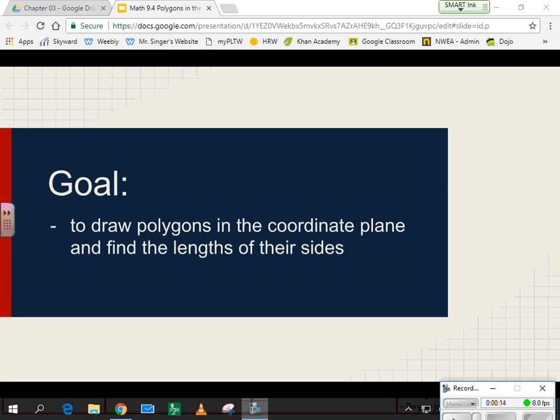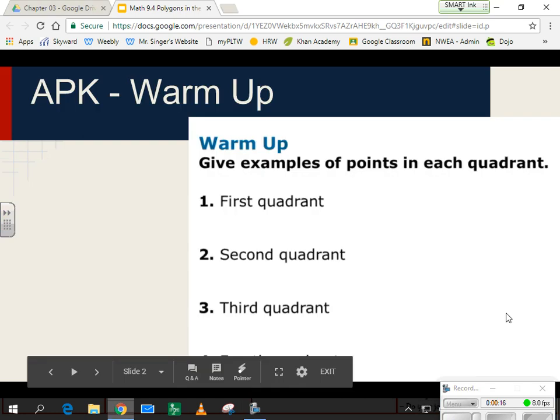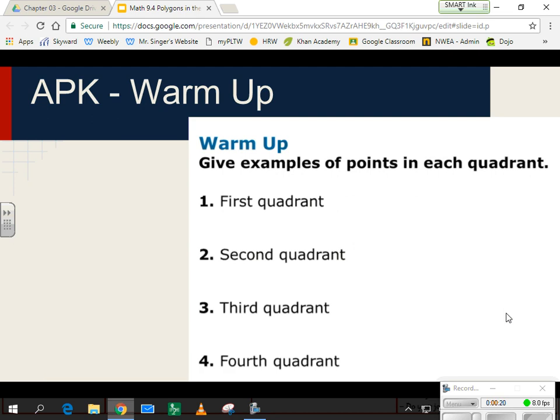All right, here is your warm-up for today. Give examples of points in each quadrant. So I want you to give me an example of a first quadrant, second quadrant, third quadrant, and fourth quadrant answer. Come back when you're done.